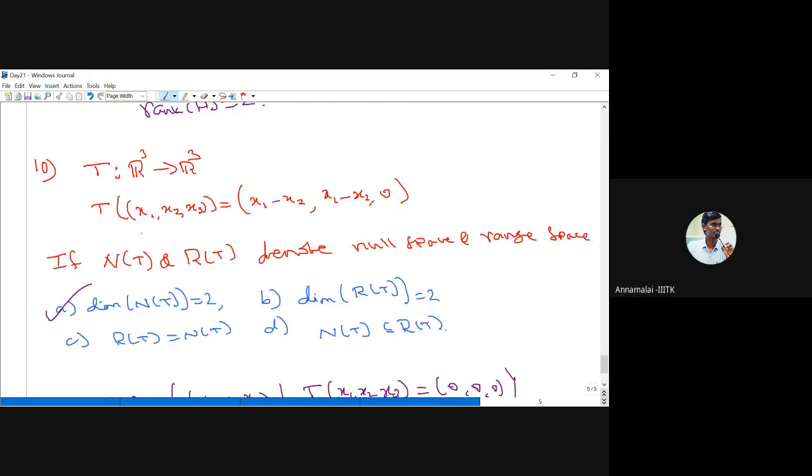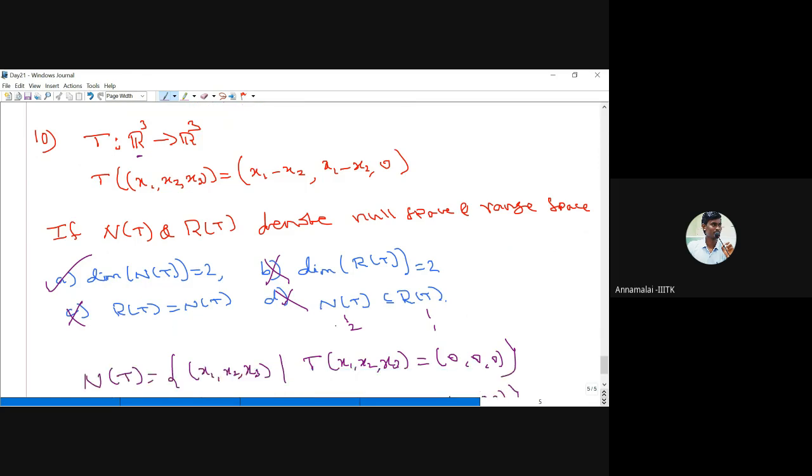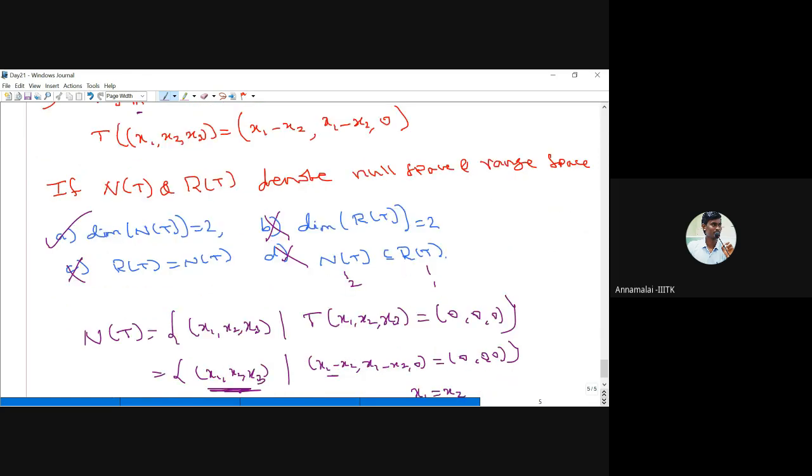Now we apply the rank nullity theorem. What is the rank of T? The dimension should be 1, because the domain dimension is 3 and the nullity is 2. Therefore the rank of T, that is the dimension of R of T, should be 1. Therefore this option is wrong. Since the dimensions are different, they cannot be equal. And since the dimension of N of T is 2 and the dimension of R of T is 1, N of T is never a subset of R of T. Therefore the dimension of N of T is 2. So always you find the null space of T first, and from this you can find the rank of T by applying the rank nullity theorem.